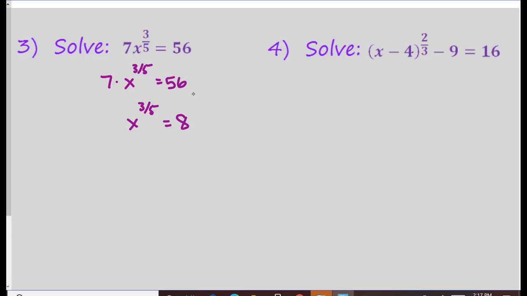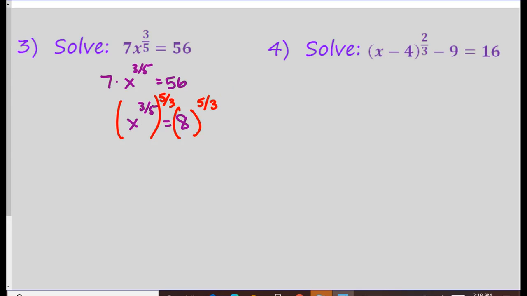Now, how do we undo a 3/5 power? Well, let's think about some of our exponent properties. So what power could we raise this to so that we just had x? Or in other words, so that we just had x to the first. So 3/5 times what would be 1. And of course that would be 3/5 times its reciprocal, and the reciprocal of 3/5 is 5/3. So if we raise it to the 5/3 power, we just end up with x to the first. So then on the other side, we're going to raise it to the 5/3 power as well.